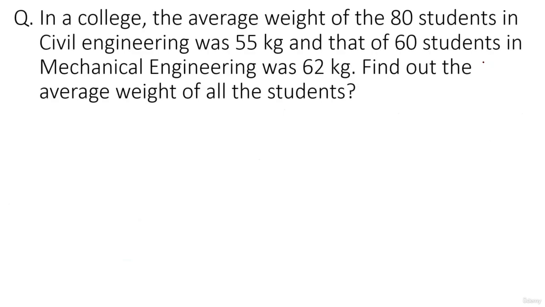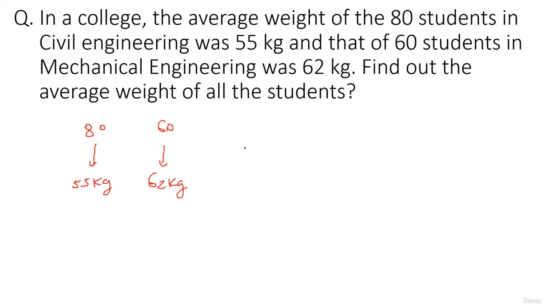In a college, the average weight of 80 students in civil engineering was 55 kgs and that of 60 students in mechanical engineering was 62 kgs. Find out the average weight of all the students. The assumption is that there are only two branches. So what we do is, we know that there are 80 students having the average weight of 55 kgs. Second, 60 students which have an average weight of 62 kgs.